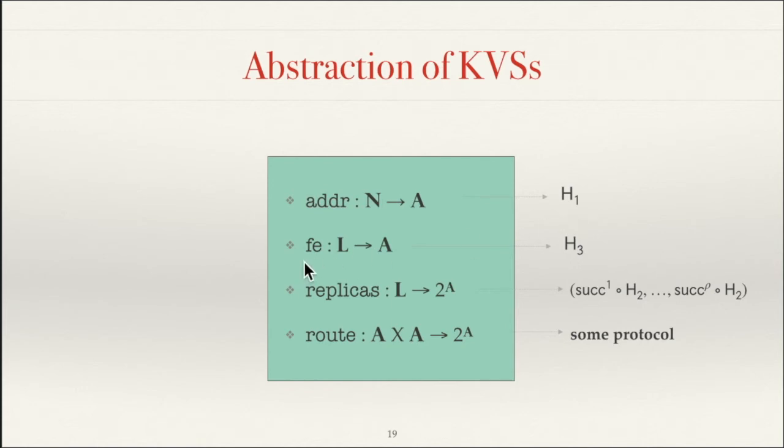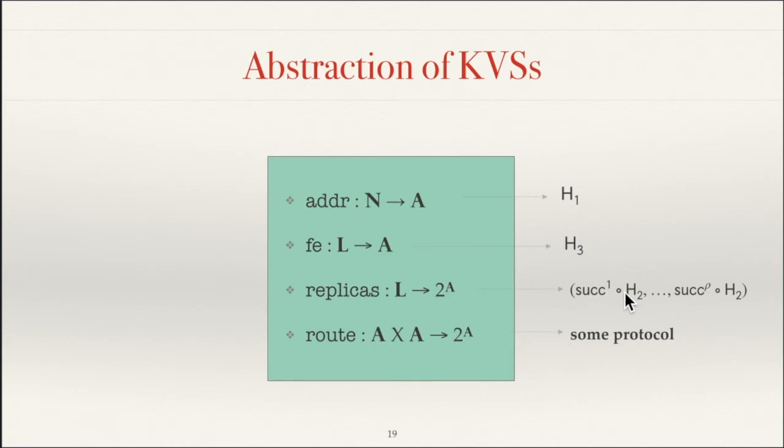The second mapping is a front-end mapping that maps labels to addresses. Again, for CHKVS, this would be H3, right? This is what the client was using to compute that front-end node. Then the third mapping is a replicas mapping, which maps labels to a set of addresses. Intuitively, this set of addresses represents the addresses of the replicas. So for CHKVS, this would be the successor mapping composed with H2, right?